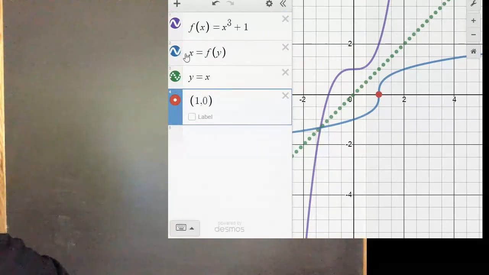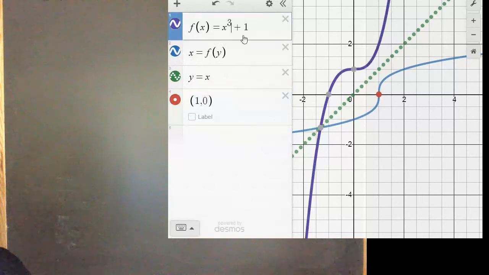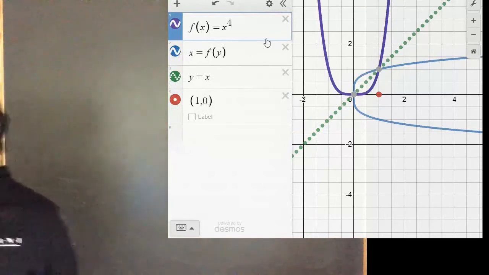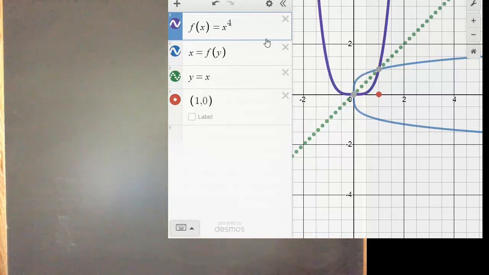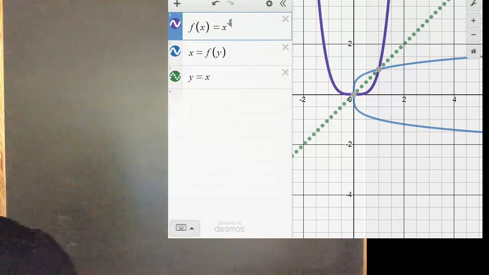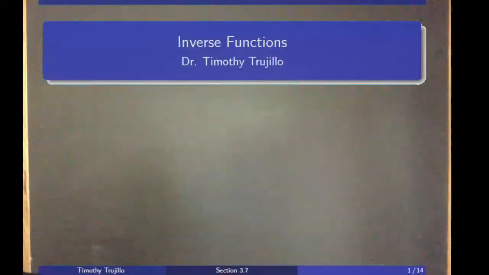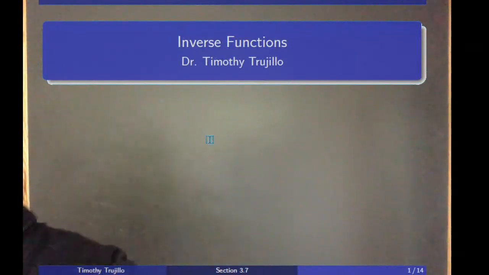Okay, but we have to be a little bit careful with some of these. If it doesn't pass the horizontal line test, for example, like x to the 4th, then when we do this reflection, the new graph is not going to pass the vertical line test. So you'll notice now this blue line no longer does. So again, we need to be a bit careful here. So let's jump back to the slides and talk about the details of today's lesson.